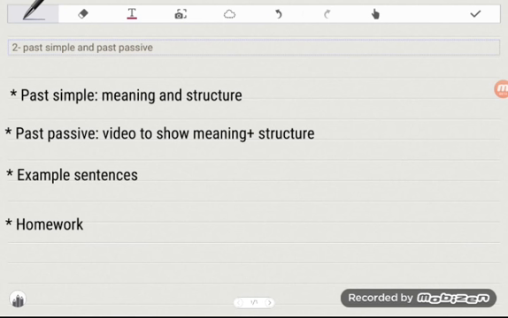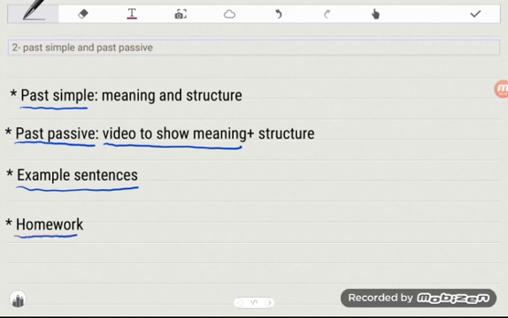In today's video tutorial, we're going to talk about past simple and past passive, a very important grammatical point. The outline of this tutorial: the first thing we'll be talking about is the meaning and structure of past simple. And then we're going to move to past passive. First we're going to show you a video to show the meaning of past passive, and then we go on to talk about the structure. Next, we will give you some example sentences of past simple passive. And the last thing will be your homework.